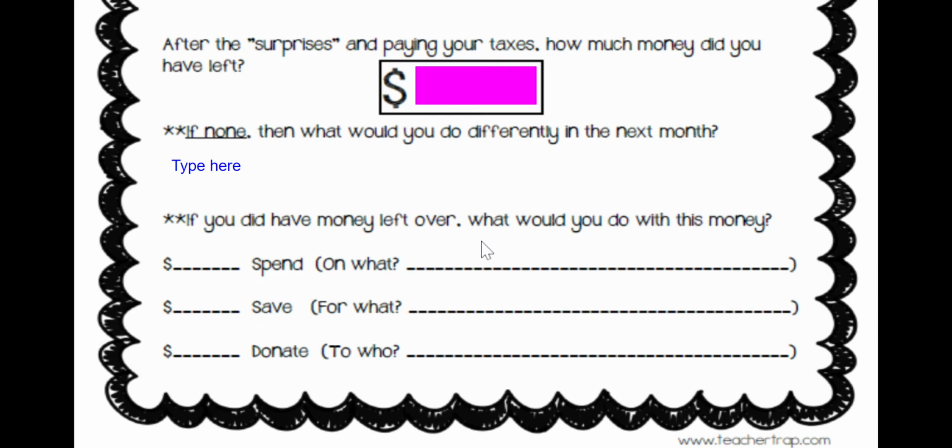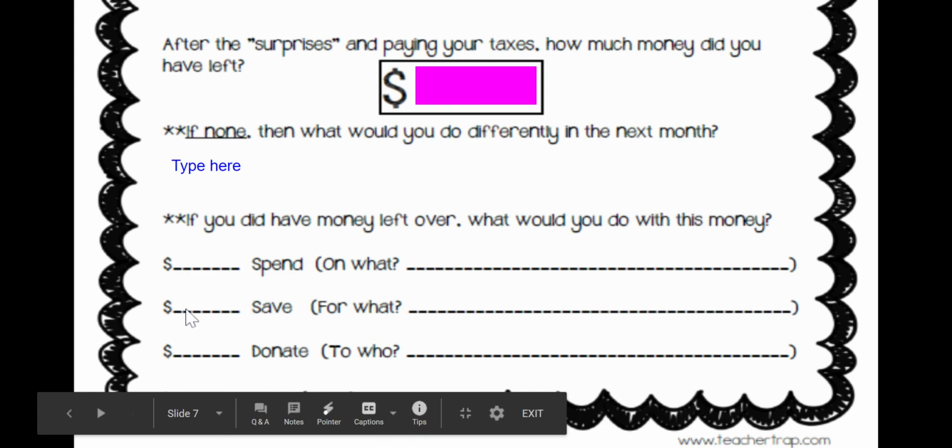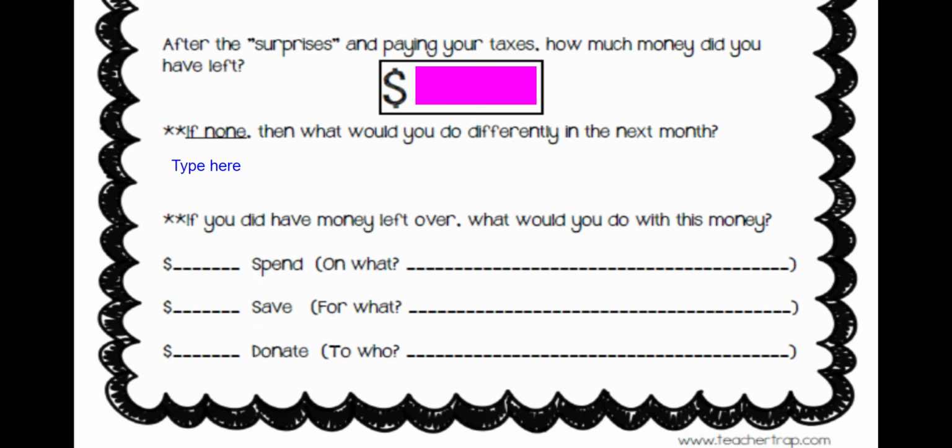If you had money left over, what would you do with this money? I think I might save the money because I saw, sometimes I got kind of lucky on the surprises and there could have been some other bad surprises that happened. So maybe I'm going to save that $50 in case there's another month that there's extra things I have to pay. I have that money saved.